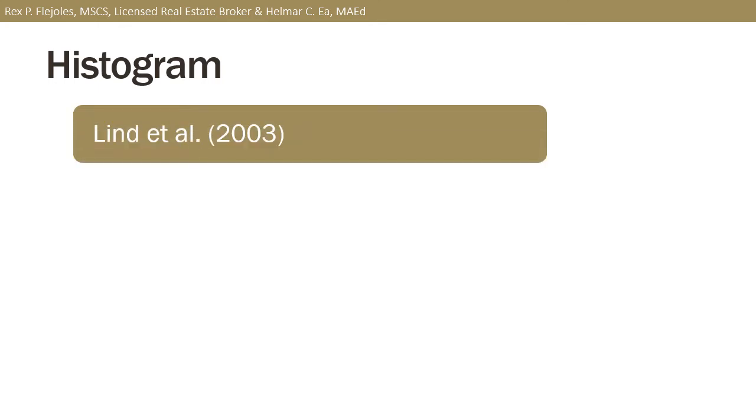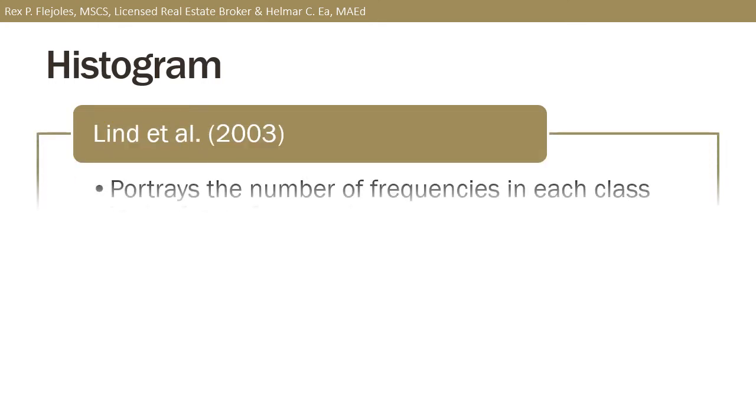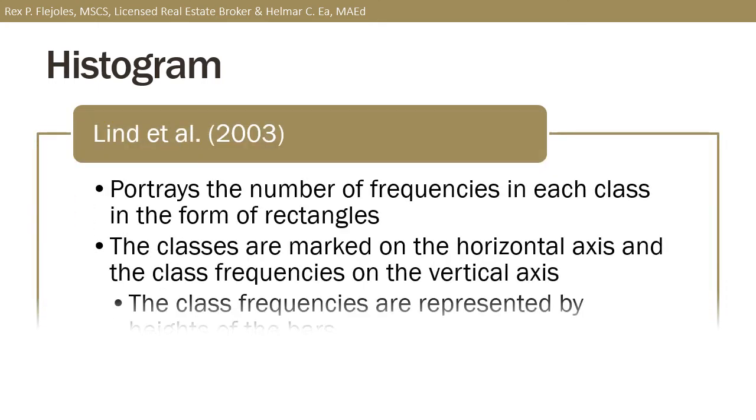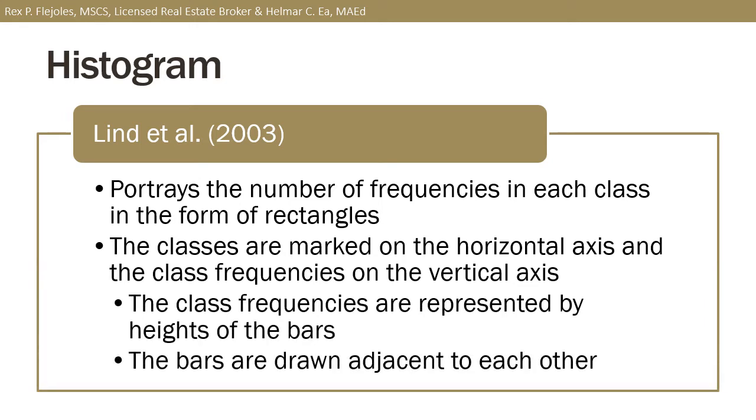First is histogram. Histogram portrays the number of frequencies in each class in the form of rectangles. The classes are marked on the horizontal axis and the class frequencies on the vertical axis. The class frequencies are represented by heights of the bars. The bars are drawn adjacent to each other.